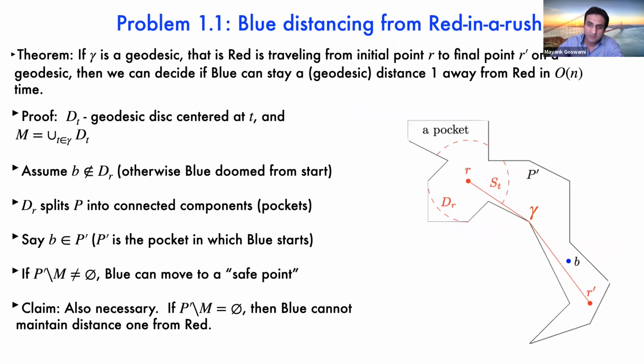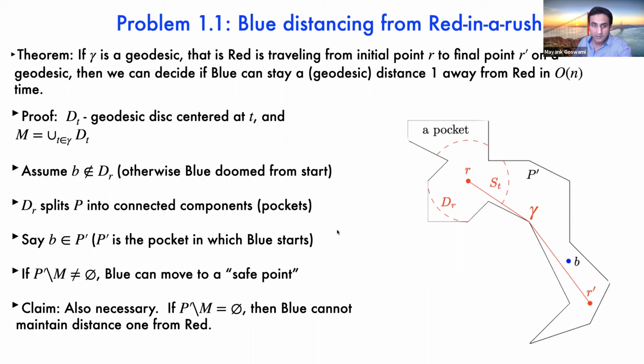Okay, so let's talk about the first problem. What we can show is if red is basically in a rush, in other words, if gamma is a geodesic, so red is traveling from some point R to a point R prime on the geodesic, then the decision version, whether blue can stay distance 1 away from red, can be solved in linear time. So here's a picture. Here's red, starts from R, going to R prime via shortest path gamma. Blue starts from some point B. And in linear time, you can decide if blue can maintain a distance of 1 from red.